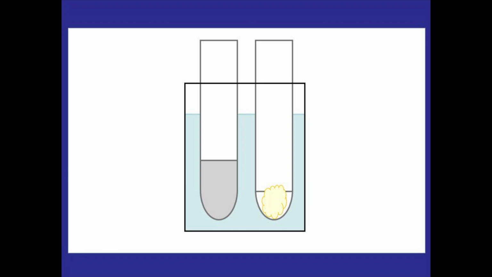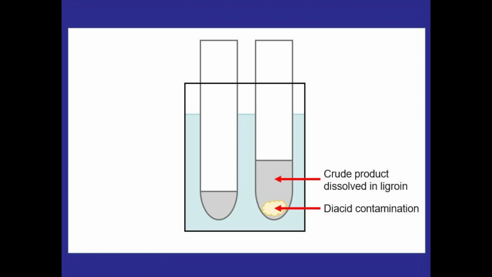So we've got a hot water bath with 2 test tubes, one containing the Lagrogne solvent and the other with the crude product that might have some diacid contamination with it as well. Once we start adding the Lagrogne, the crude product will begin to dissolve into that solvent, but the diacid contamination, being insoluble in Lagrogne, will stay at the bottom as a solid.